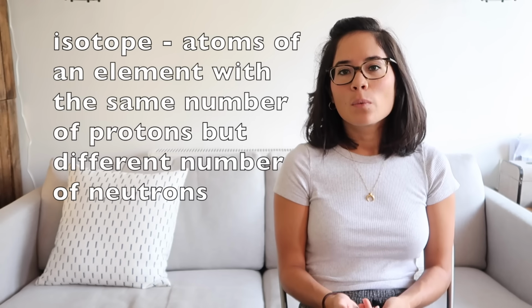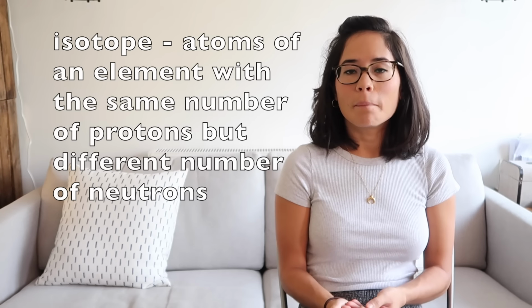However, you just need to know the definition of an isotope, which is that it is atoms of the same element with the same number of protons but a different number of neutrons. You may be asked to calculate the relative abundance of various isotopes, and now I will show you how to do that on the iPad.